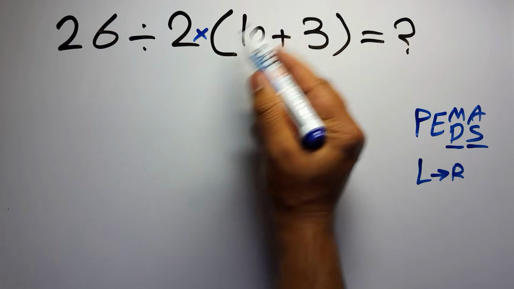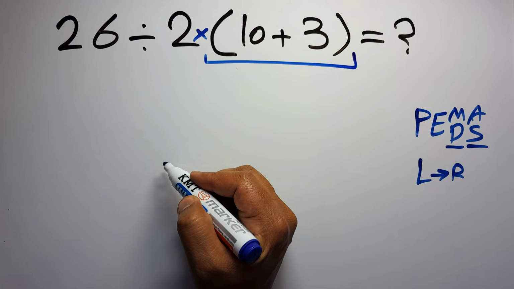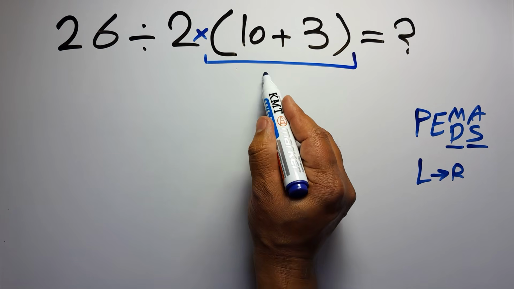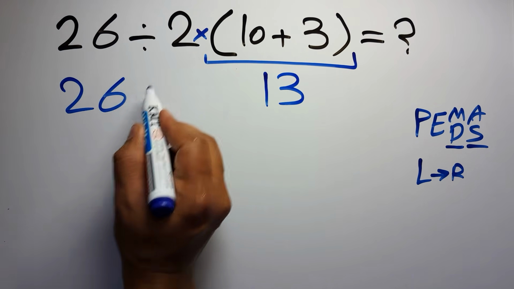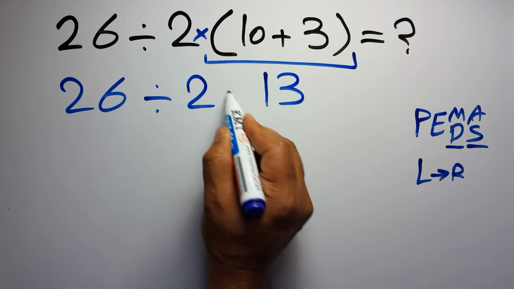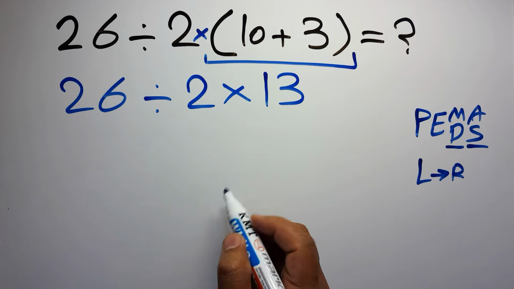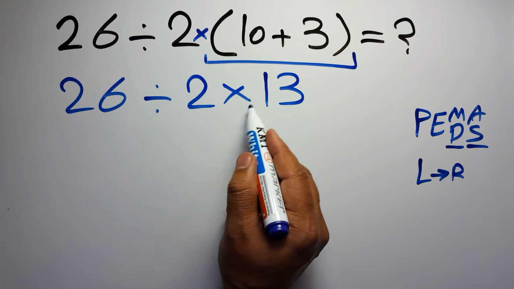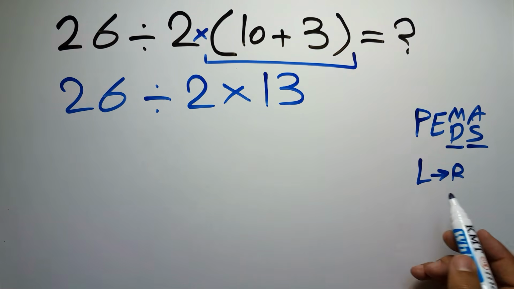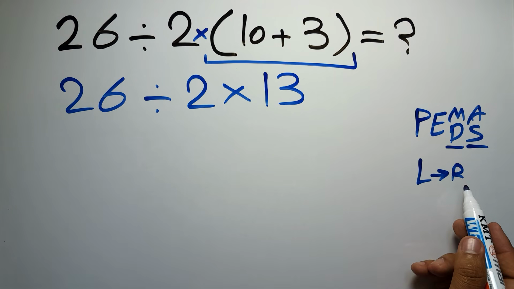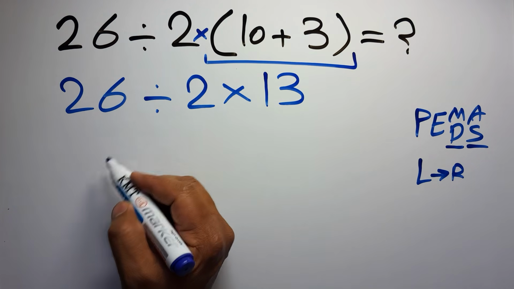So first we have to do this parentheses. Inside this parentheses we have 10 plus 3, which equals 13. So we have 26 divided by 2, then times 13. Now we have one division and one multiplication. As I said, multiplication and division have equal priority and we have to work from left to right. So here, first we have to do this division.